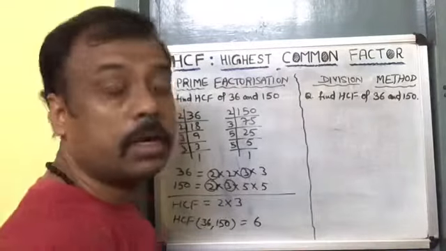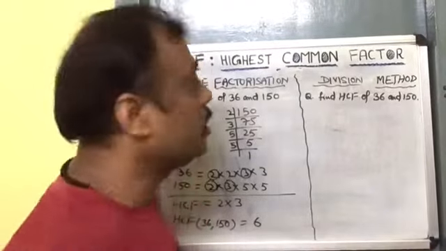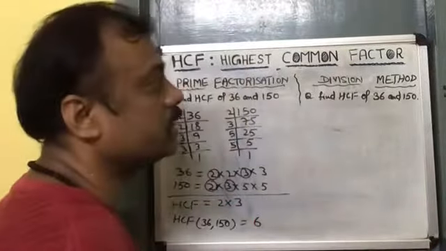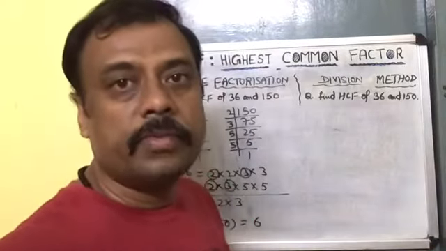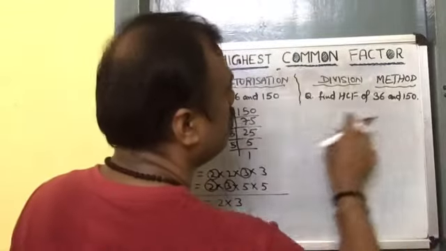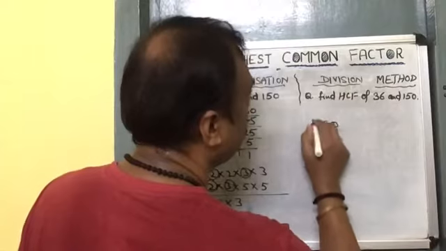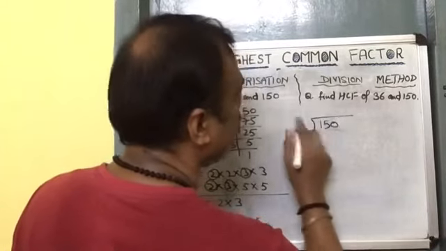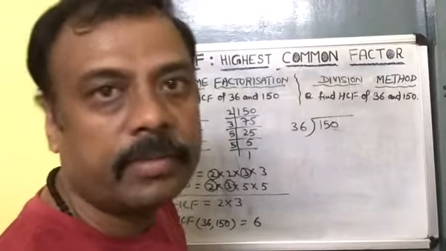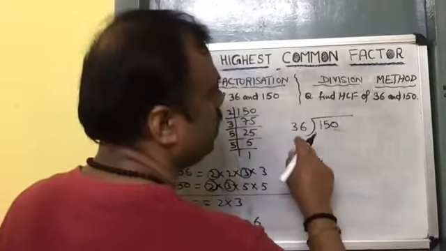Let us go to the division method and verify whether our result is true or not. For the division method, what was the rule? We must divide the larger number by the smaller number. So 150 divided by 36. Let us try it by 4 times.